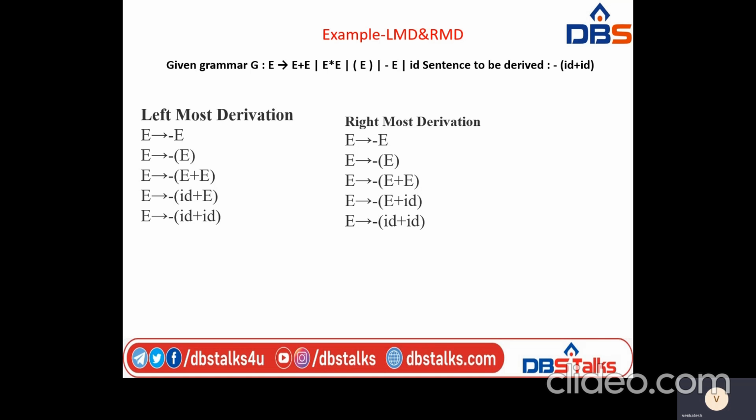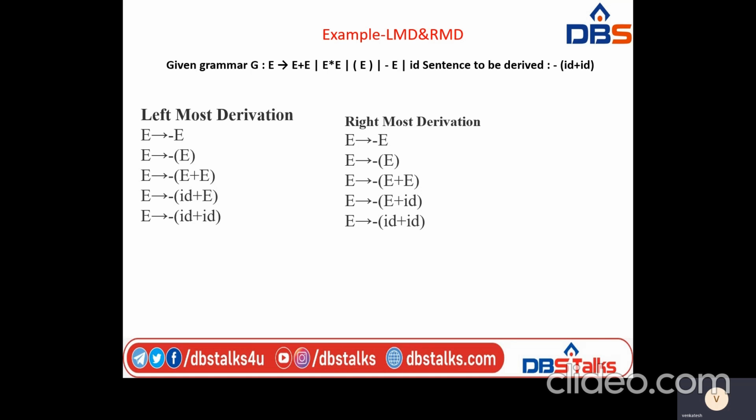So what is E? There is one more production, E implies E plus E. So within the bracket, in place of E, I am going to write E plus E. If it is the rightmost derivation, I am going to expand the rightmost non-terminal. Instead of E on the right side, I am going to write the ID. Why? Because there is one more production, E produces ID. So again here E produces minus within the bracket E plus ID.